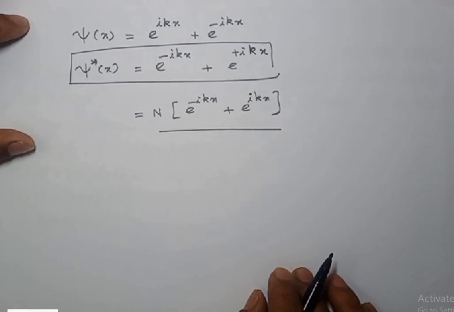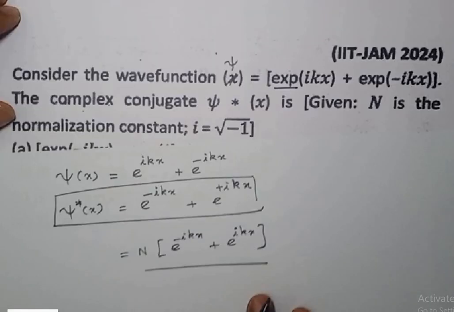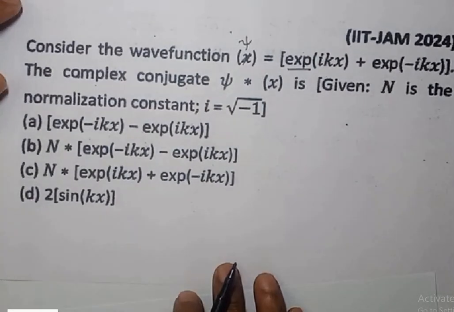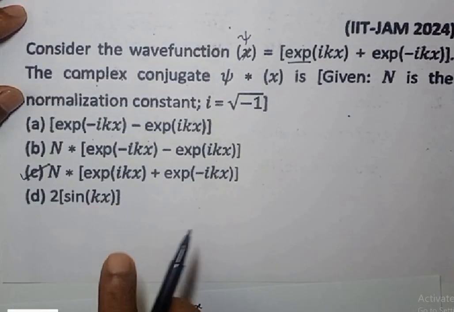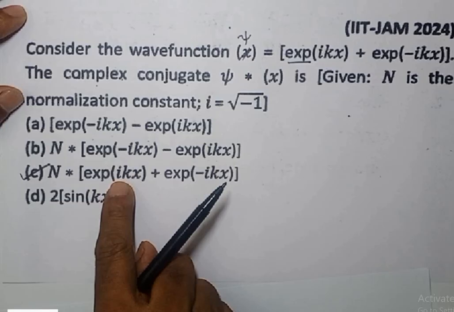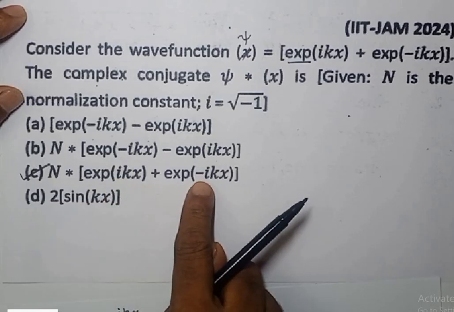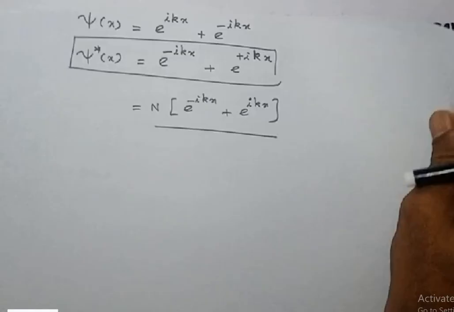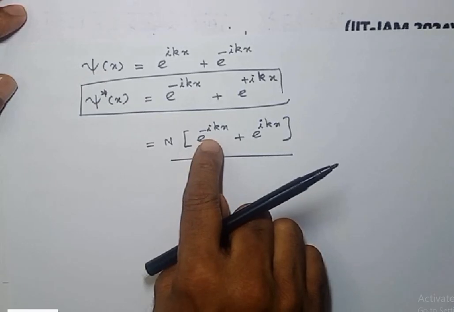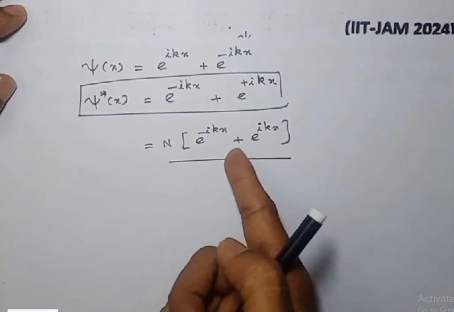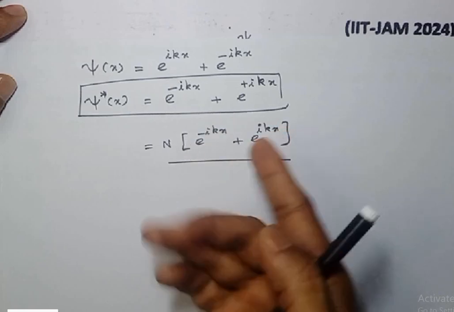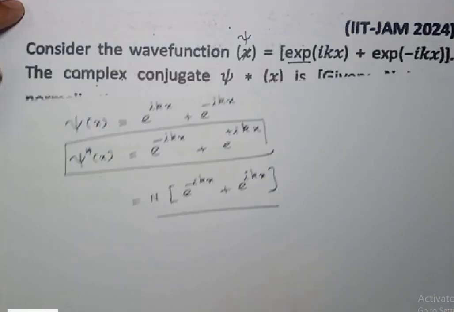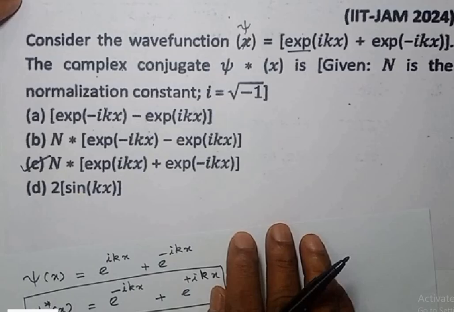So the correct option for this question is option C. This becomes plus e power i kx and this is e power minus i kx. I wrote e power minus i kx in the first place, but since we have a plus sign, you can write e power i kx first and e power minus i kx next. So the correct option for this question is option C.